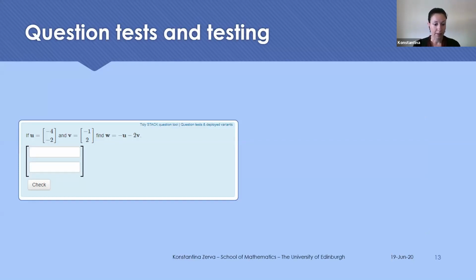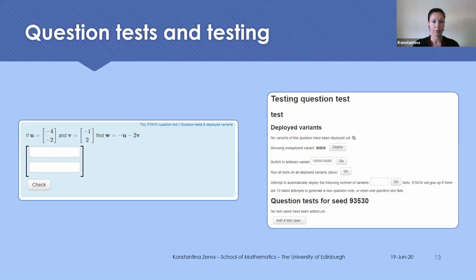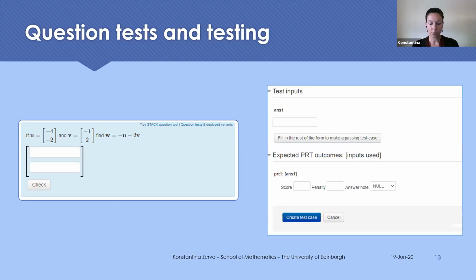So let's say we have a question. You save your question and you preview it, so you can see it in a different window. If you have the authority to edit the question, then at the top right of the window you can see the question tests and deployed variants option. You follow this link and it opens a new window. This page manages both question tests and deployed variants. Initially you will have no tests and no deployed variants. At the bottom of this page, you can choose to add a test case. This opens a new page where you can create your test.